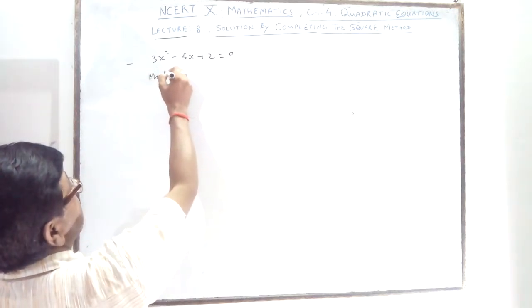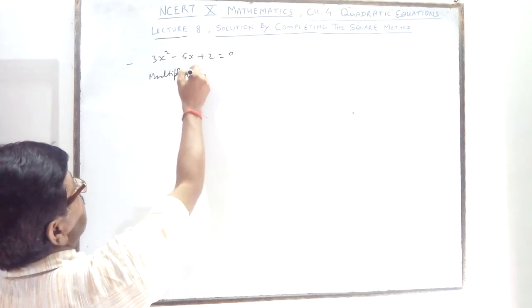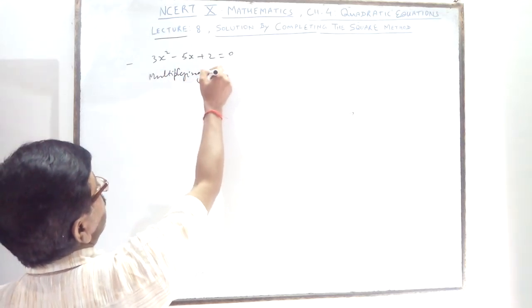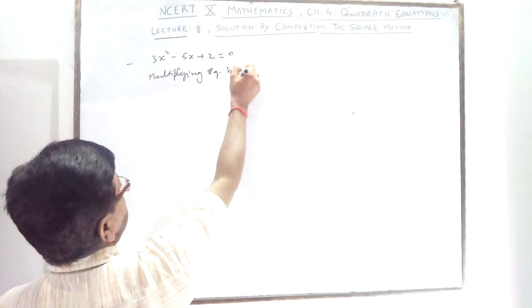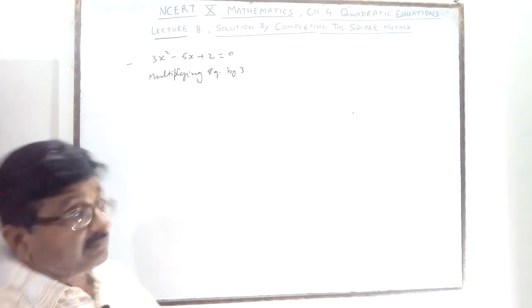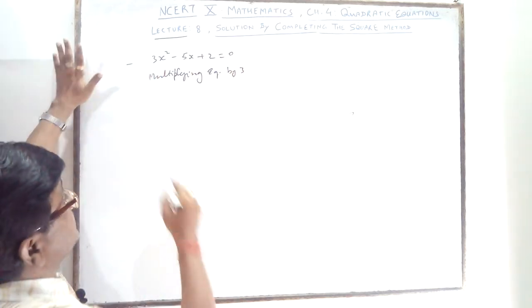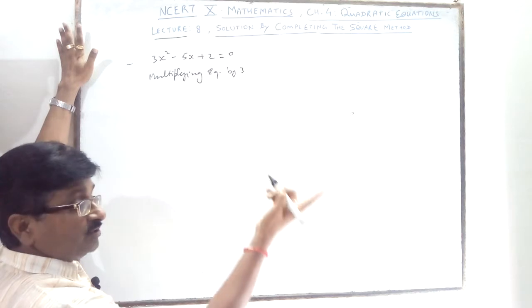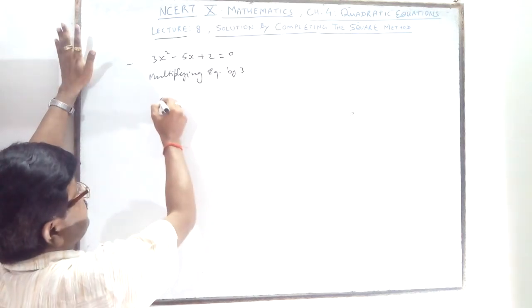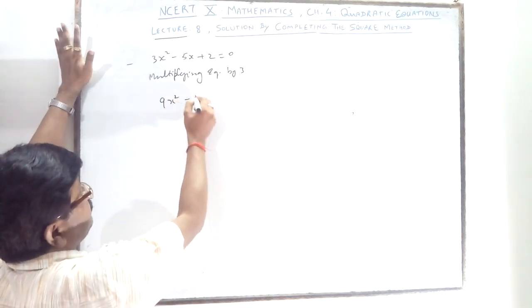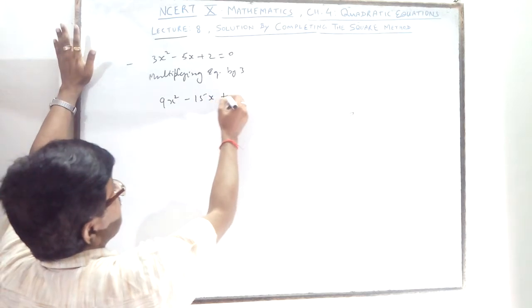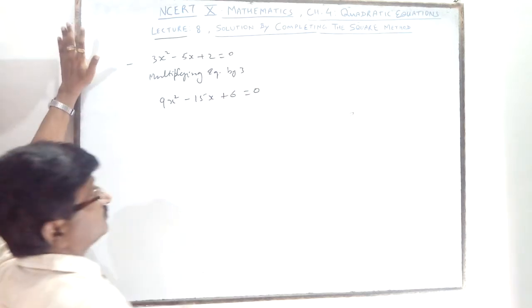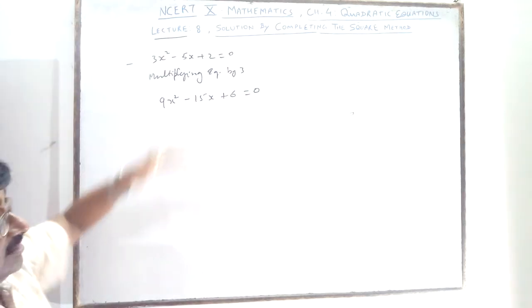Multiplying the equation by 3. Why? Multiplying the equation by 3 means left and right both, so there is no change. You know, in the 9th standard, 3 times 3 is 9x square minus 5 times 3 is 15x plus 3 times 2 is 6 is equal to 0. It is your new equation you have got.